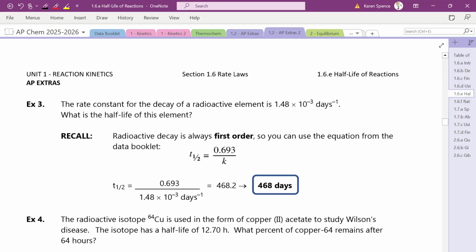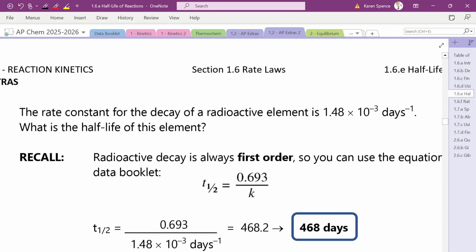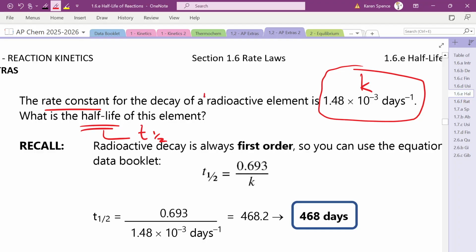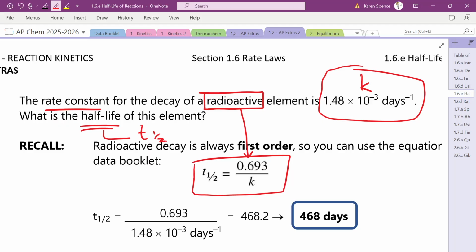The next example, I think it's too straightforward to even worry about. The only thing to note is we've got a rate constant, so that's our K value right there. And we're asked, what is the half-life? And the half-life is T1/2. And this is a radioactive element, and so that tells us we can use that formula. You know K, you know 0.693, and you can just solve for T1/2. And the only thing to watch is to make sure that you have your unit in your work, okay?